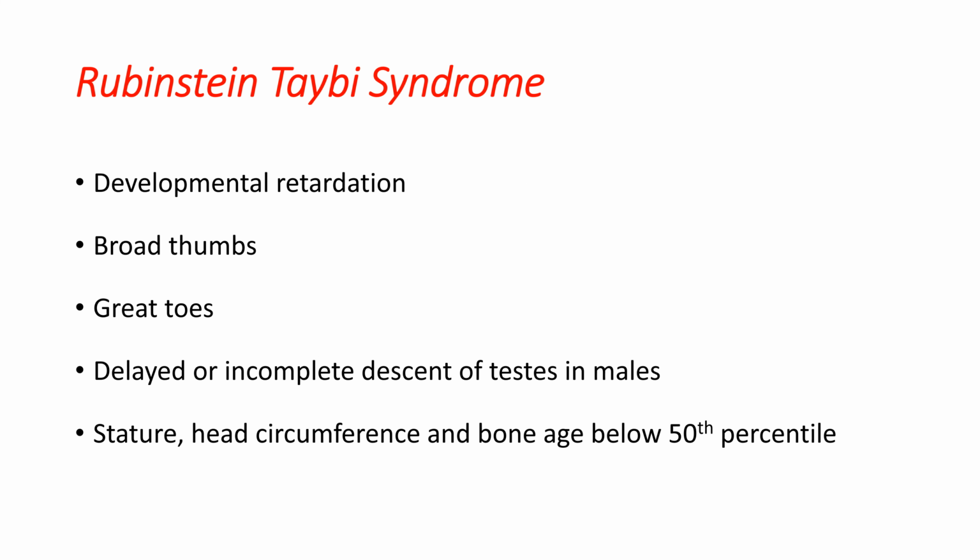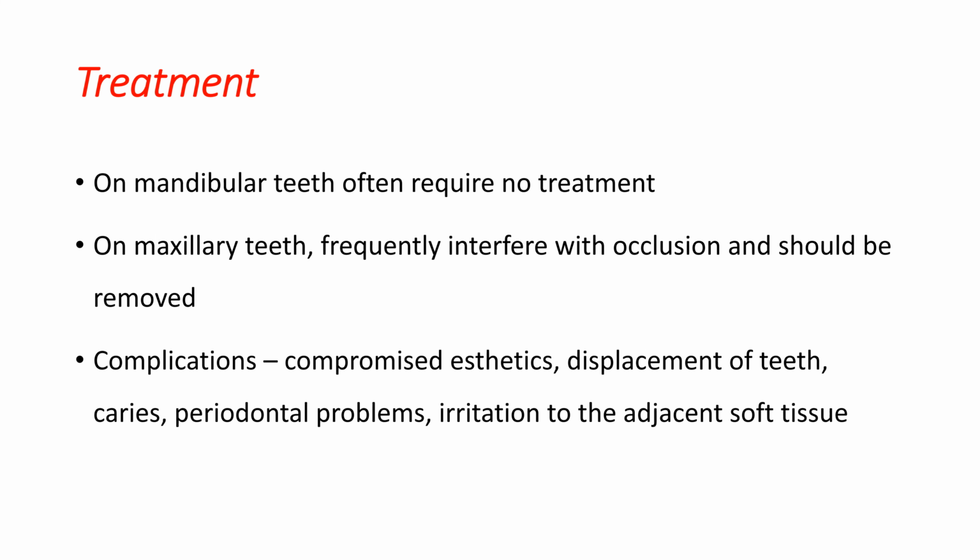Then Rubinstein-Taybi syndrome, which is associated with talon cusp, has some clinical features like developmental retardation, broad thumb, great toes, delayed or incomplete descent of testes in males, and stature, head circumference and bone age below the 50th percentile.